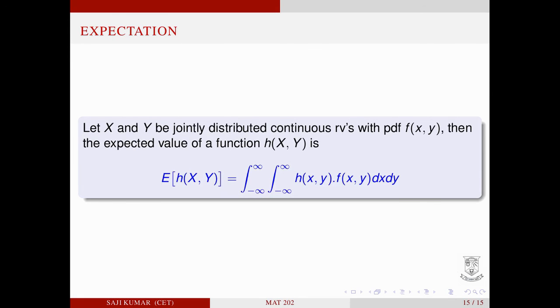Expected value of two-dimensional random variables. Let x and y be jointly distributed continuous random variables with the PDF f of x y, then the expected value of a function of x y, that is h of x y, is E of h of x y is equal to integral minus infinity to infinity integral minus infinity to infinity h of x y into f of x y dx dy.